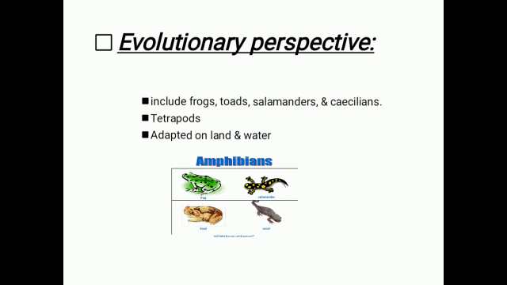Evolutionary perspective: amphibians include frogs, toads, salamanders, and caecilians. They are tetrapods. Tetra means four and pods means feet. They are four-footed animals adapted to both land and water. They spend one stage of their life in water and the other on land. Thus, they are placed in the class Amphibia.